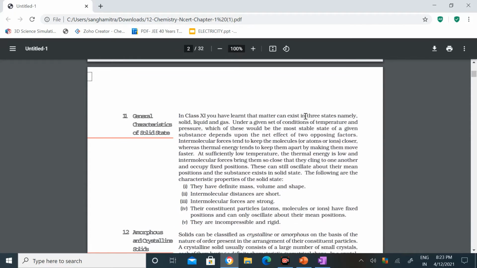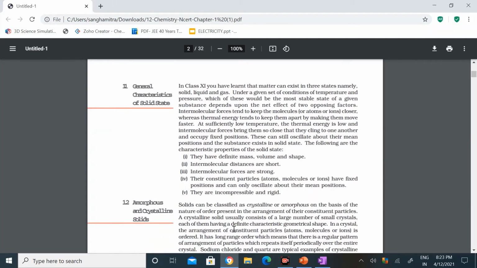So general characteristics of solid state, just as we have discussed right now, solid has a definite mass, volume and shape. The intermolecular distances are short, intermolecular forces are strong, and they oscillate only at their mean position, and they are incompressible and rigid. Please mark it. This is again one of the important points.